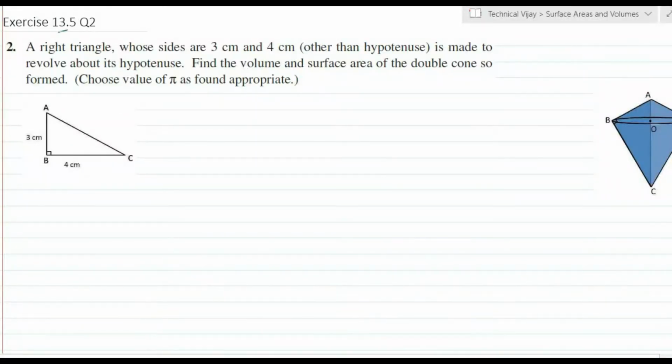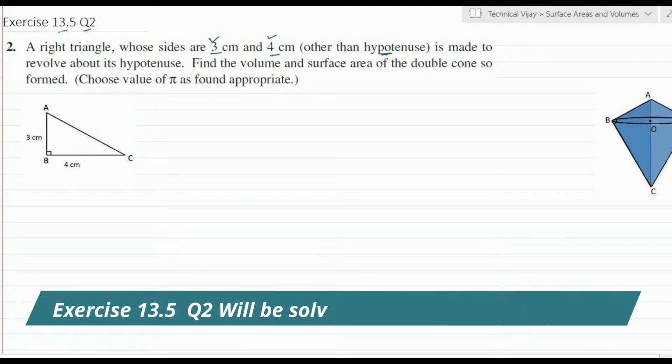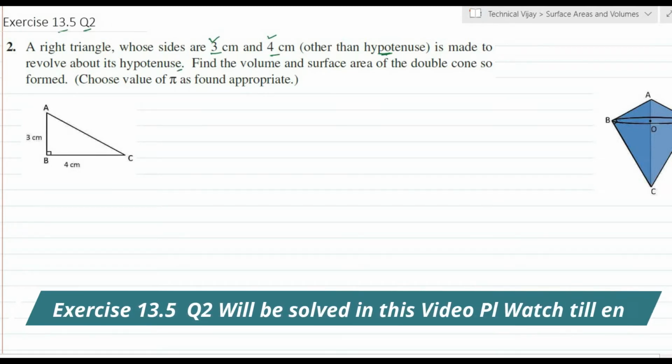Exercise 13.5, question number 2. A right triangle whose sides are 3 centimeter and 4 centimeter, other than the hypotenuse, that means base and altitude, is made to revolve about its hypotenuse. Find the volume and surface area of the double cone so formed.